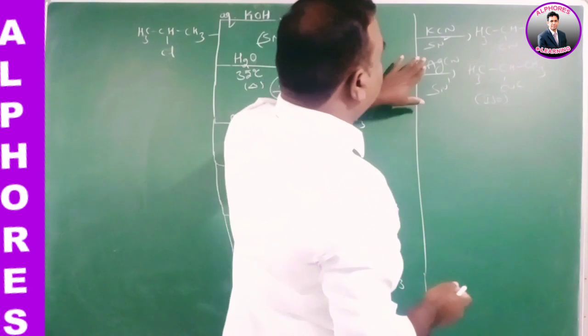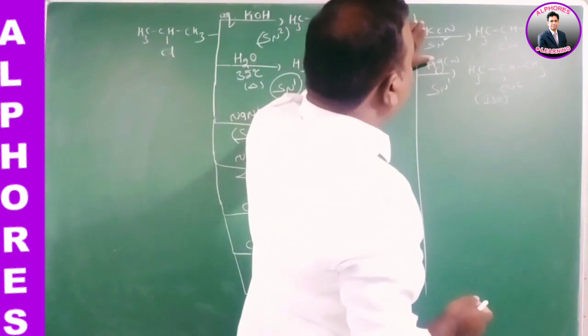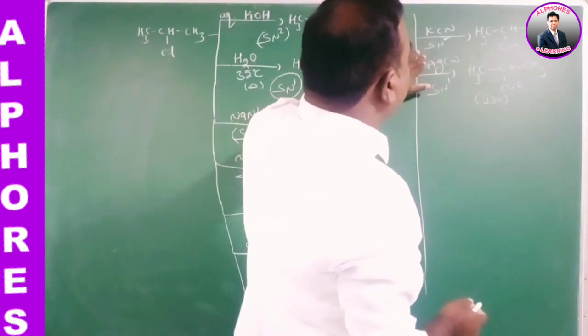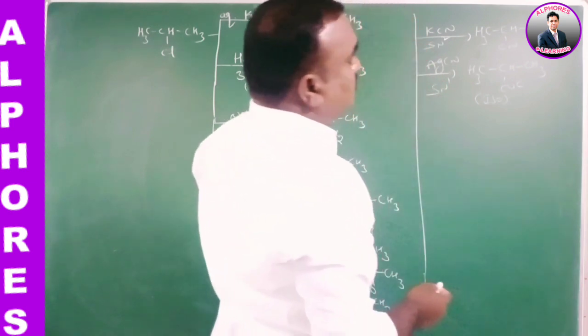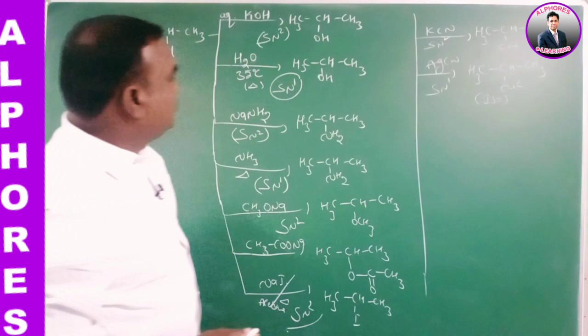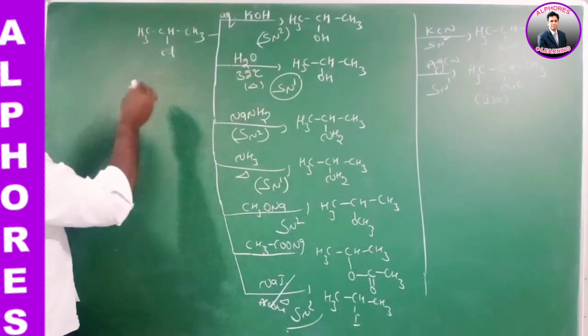This one is somewhat covalent in nature, here ionic in nature. Due to covalent nature, the molecule follows the SN1 mechanism, here the SN2 mechanism.